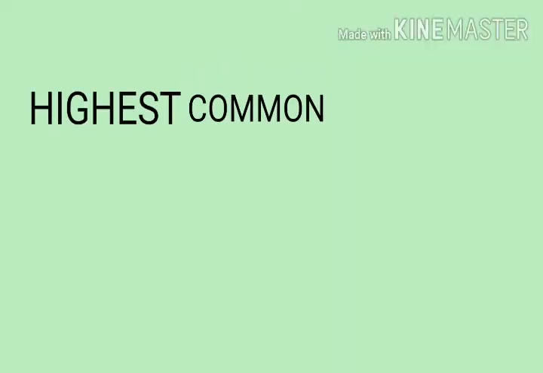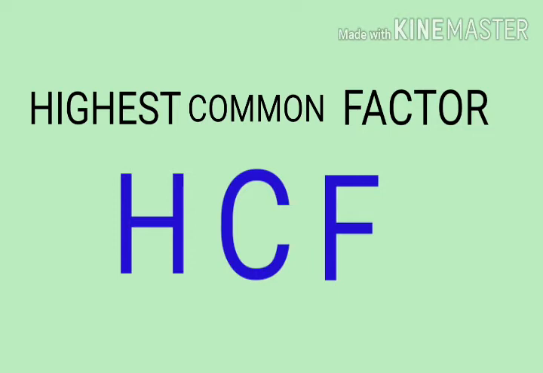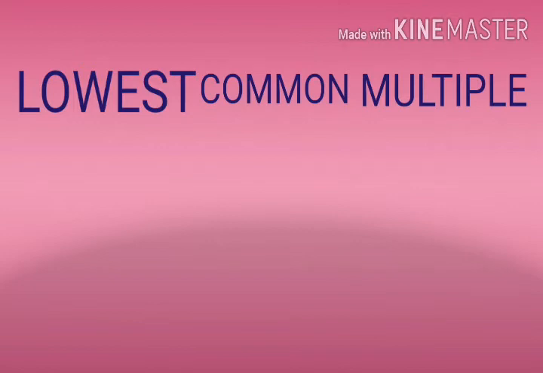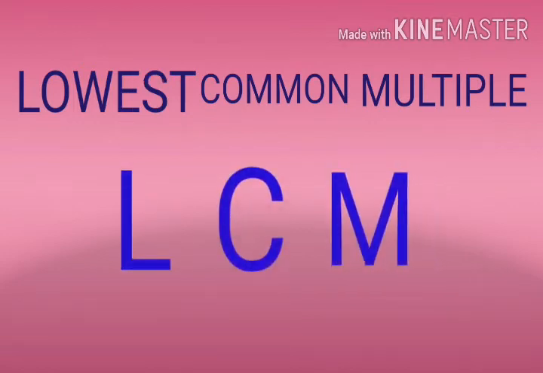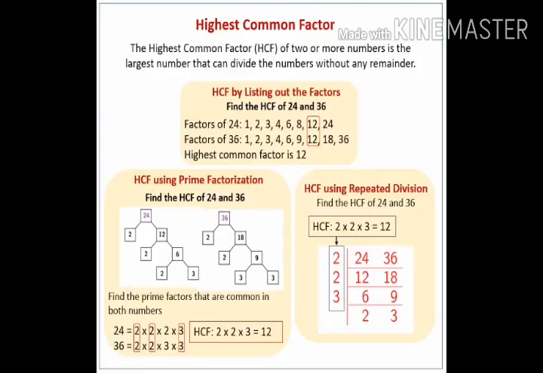So highest common factor means HCF. Next, lowest common multiple means LCM. The highest common factor, that is HCF, of two or more numbers is the largest number that can divide the numbers without leaving any remainder. And HCF can be found by various processes.